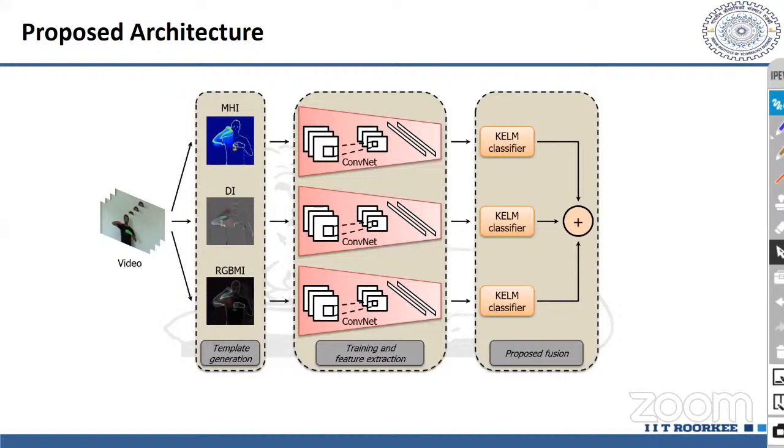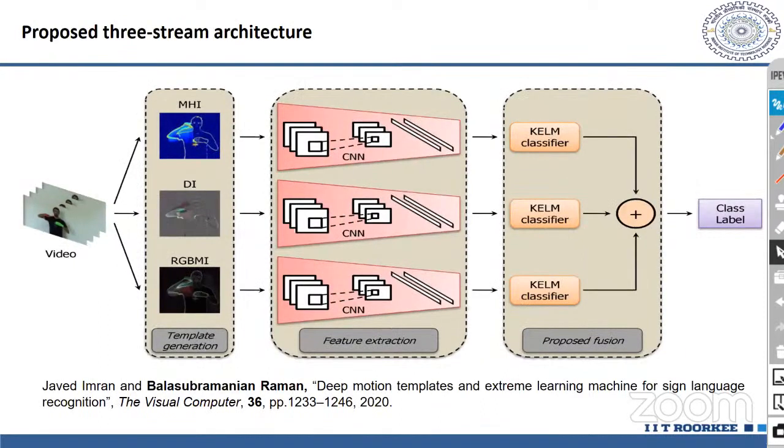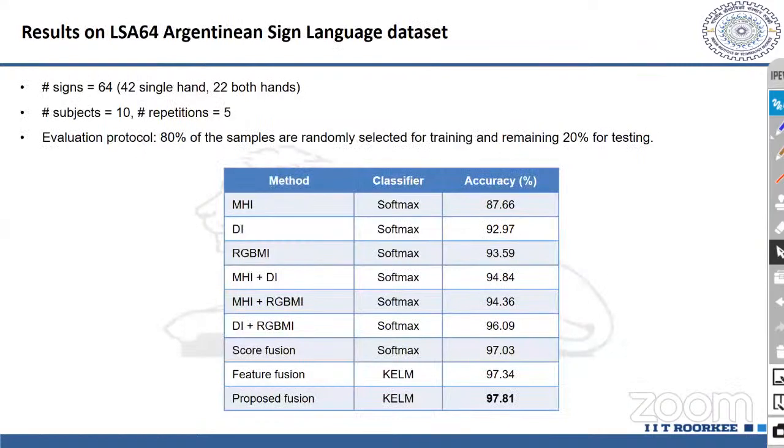So this is the combination of both deep learning and machine learning. Deep learning is for extracting the features and machine learning algorithms are for classification. Then this will give you a class label. This work appeared in the Visual Computer, and you can see the accuracy for the Argentinian sign language goes to 97.81%.